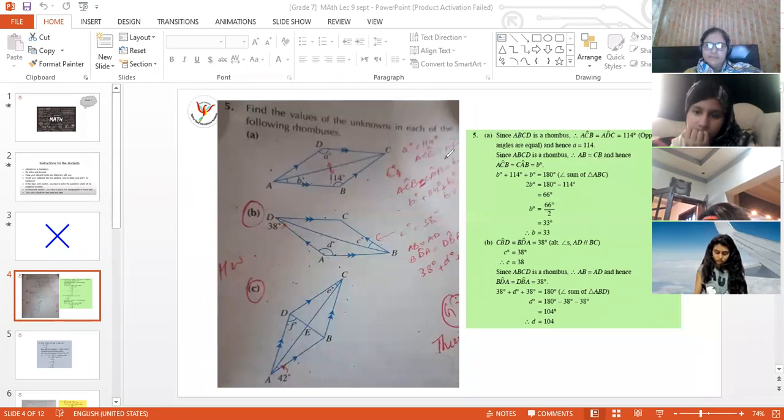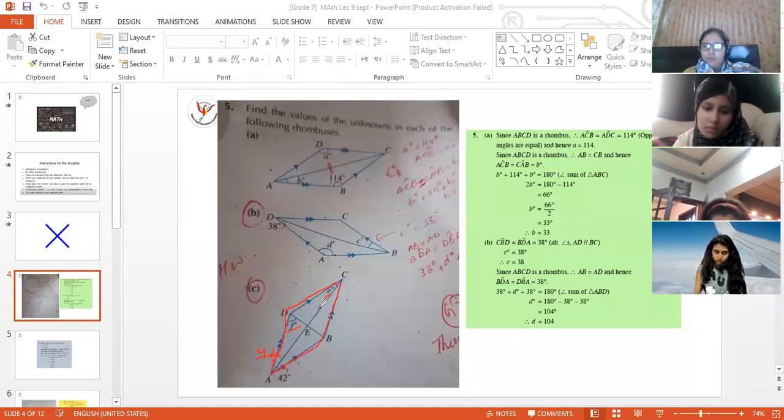Okay, part number C. ABCD again is a rhombus. Again, you have to find F degree and E degree. Now, again, this arrow means that this part will also be 42 degree. Diagonal, this part will also be 42 degree.